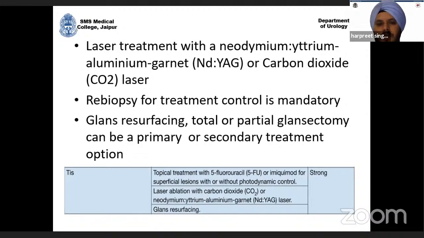The other options are glans resurfacing, partial or total glansectomy. These can be used when the topical chemotherapy or the laser treatment has failed, or they can be used directly as primary treatment. So the EAU recommends topical treatment with chemotherapy, then laser therapy, and glans resurfacing.